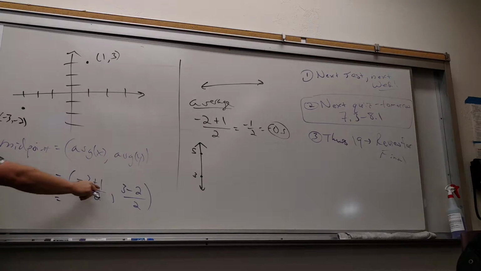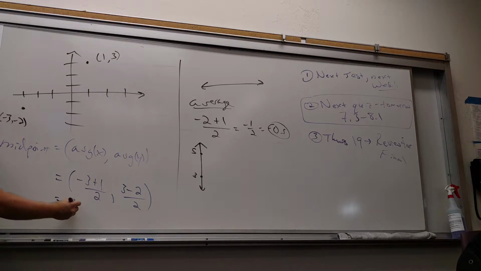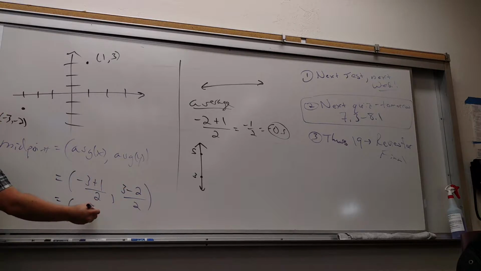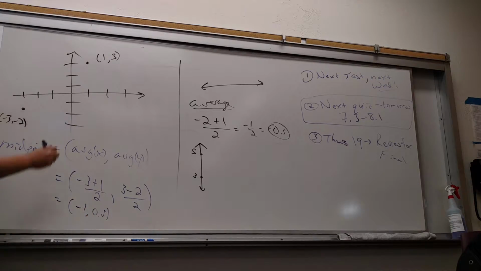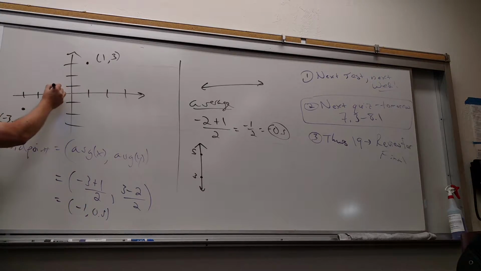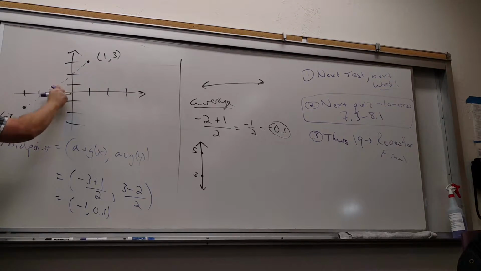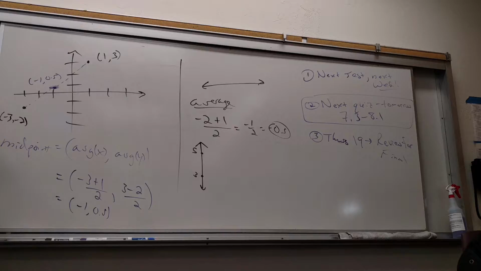So you get -2 divided by 2 is -1. 3 minus 2 over 2, 1/2. So -1.5. That's going to be the midpoint right there. That's the midpoint of that line.